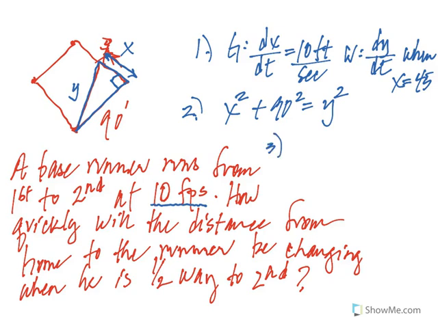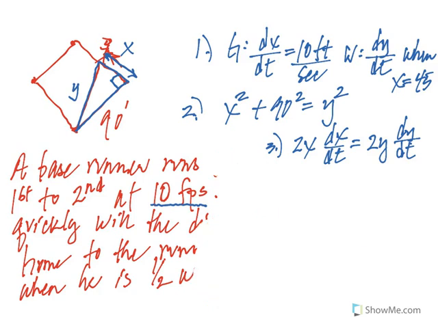Step three, then, what I want to do is differentiate implicitly with respect to time. So x squared goes to 2x dx/dt. Remember, no matter what letter you differentiate, you follow it with the d of that letter over dt, plus 0 is equal to 2y dy/dt. So now I've got step three completed. And now, if you recall, the final step is to substitute and solve.